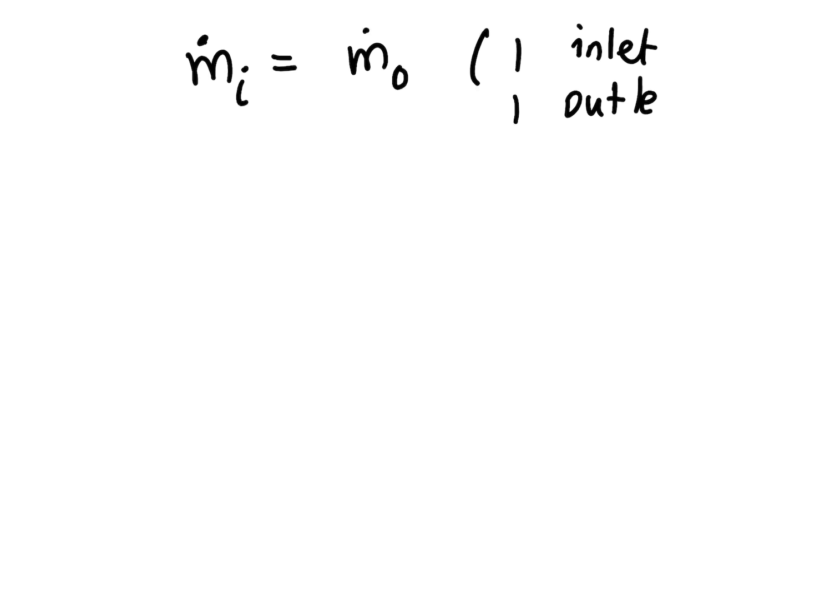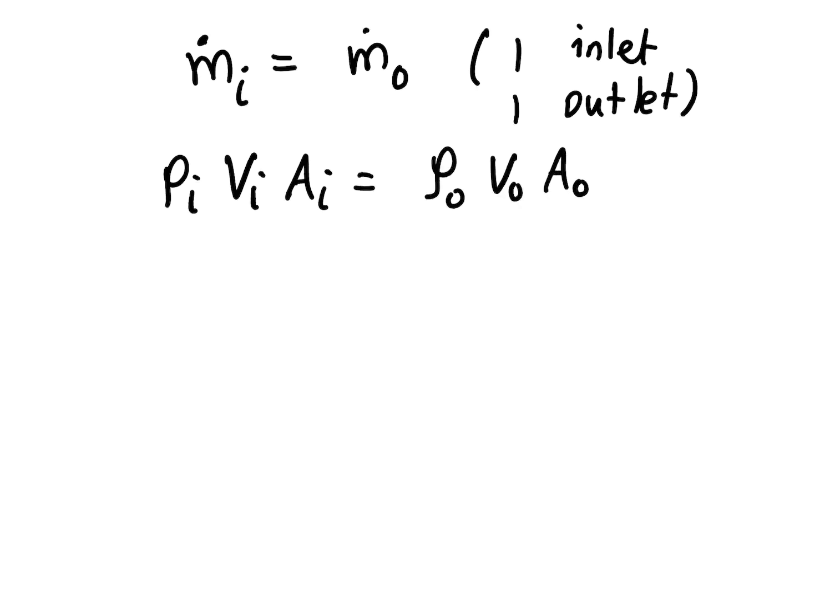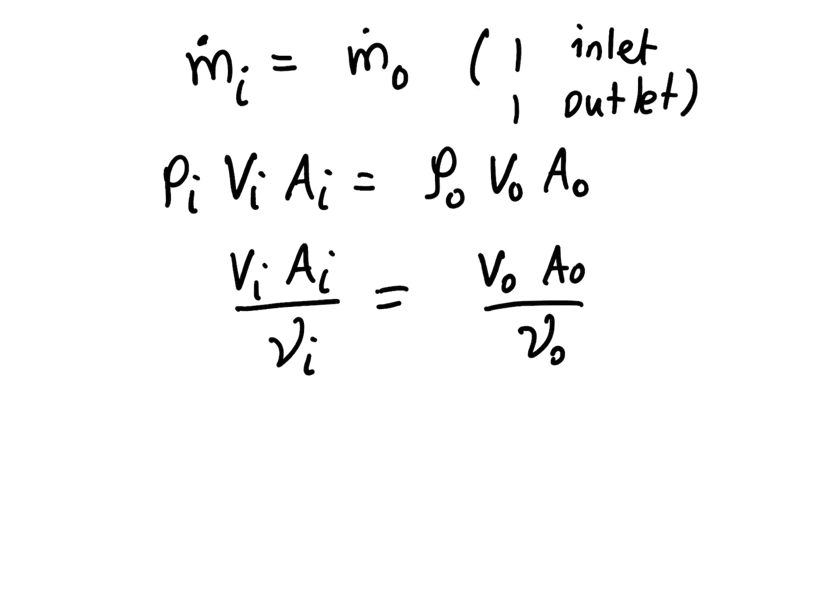So how do you apply mass balance for a system? The inlet flow rate equals the outlet flow rate. We just have one inlet and one outlet for this pump. Okay, so rho i Vi Ai equals rho o Vo Ao. We can write this in terms of the specific volume: Vi Ai over nu i equals Vo Ao over nu o.